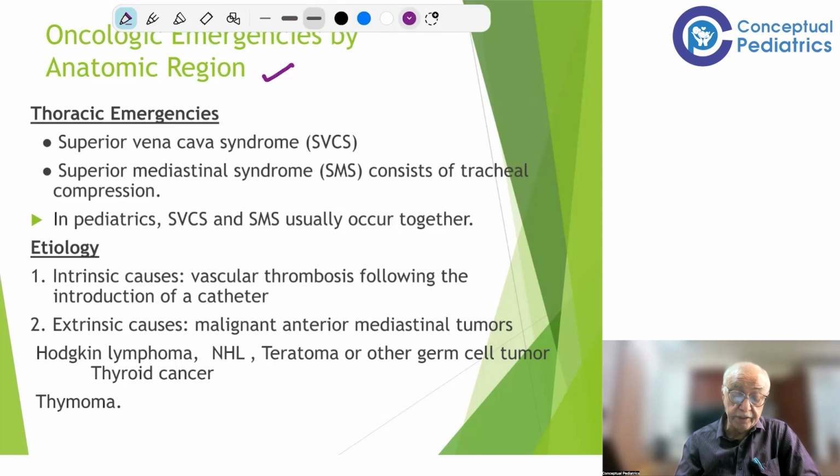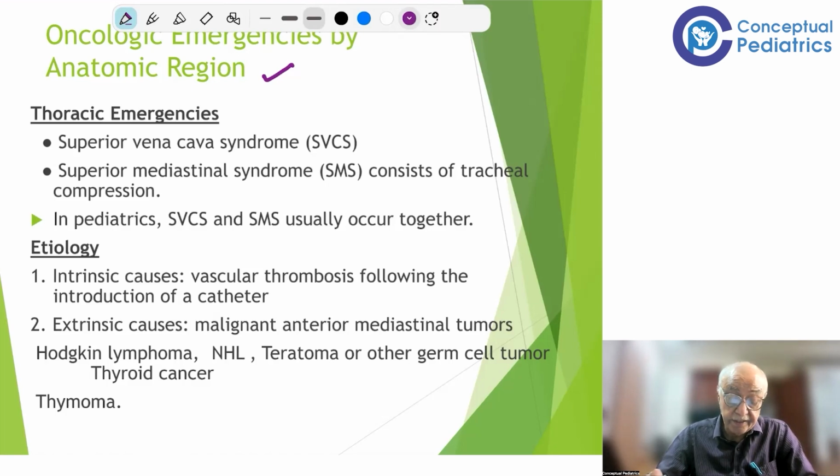Now, what happens in these patients is basically there will be suffusion, the eyes will be red, there will be facial edema, and the visible veins will be prominent. Then the child may have respiratory distress, and when the child comes to us, there will be conjunctival congestion. And now, what are the etiologies?